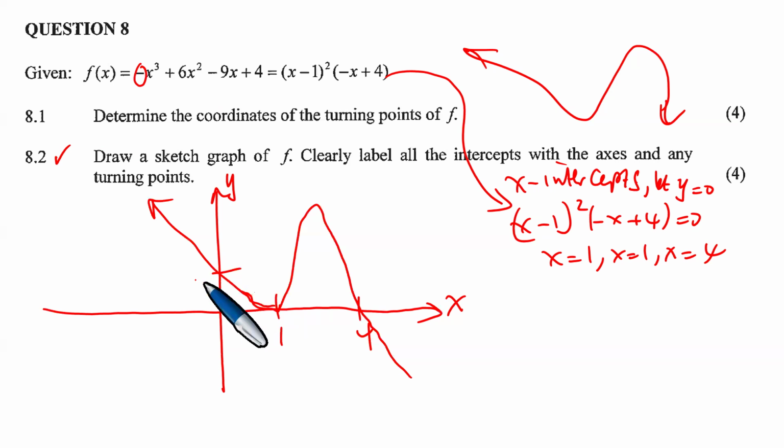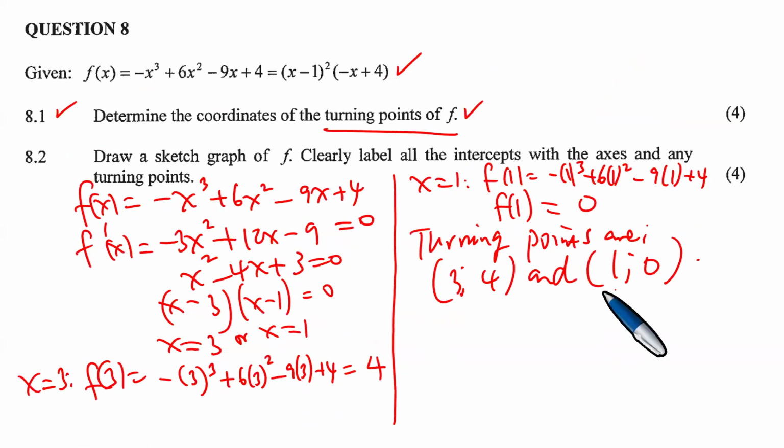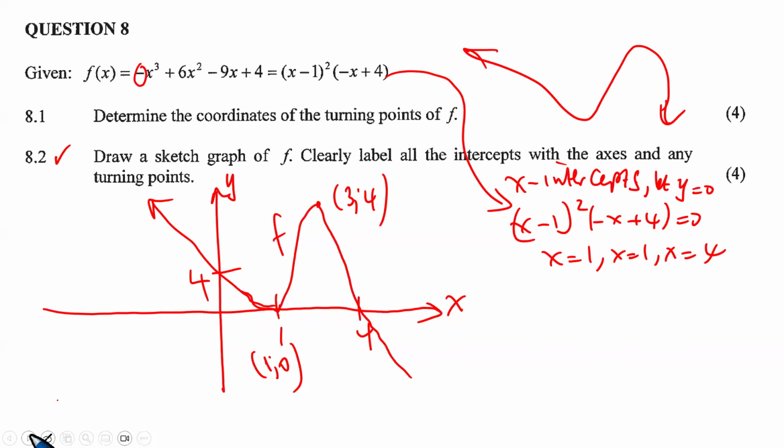So you have this F, which is exactly 3 and 4. There's another turning point with the coordinates 1 and 0. Remember, we got the turning point coordinates 1 and 0, and the other one with coordinates 3 and 4. And this is the graph F. So we have drawn a sketch graph of F, clearly labelling all the intercepts with the axes and any turning points. Yeah, we're good. This is exactly what we had to do in this question. Next point.